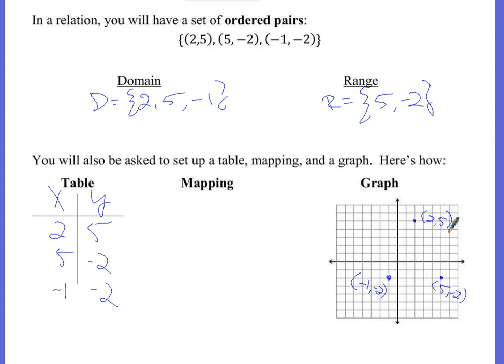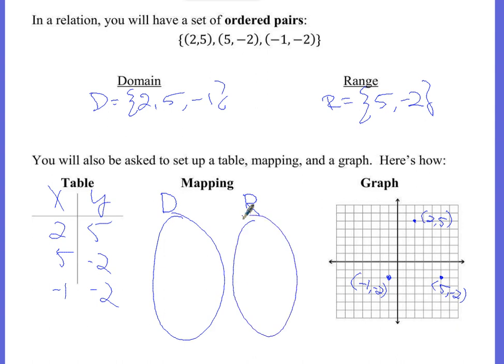To make a mapping, here's what you do. You have to identify the domain and range, it said earlier. So the domain we've already identified, the range we've already identified. I'm going to put a capital D and a capital R like that, and then I'm going to draw ovals. Inside here, this is kind of like a Venn diagram. Inside this oval go all the domain values. So 2, 5, -1. They don't have to be in numerical order. You can just write them in there the way that you see them. For the range, I'm not going to write any repeats. 5, -2.